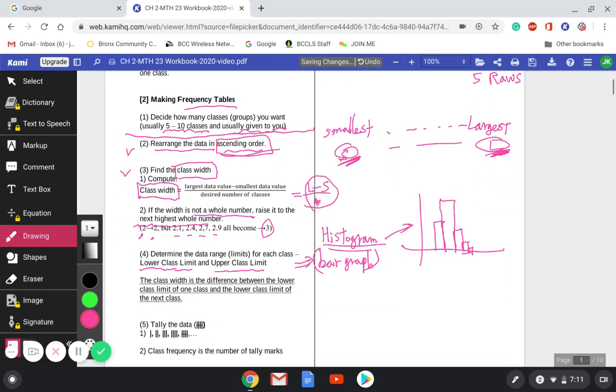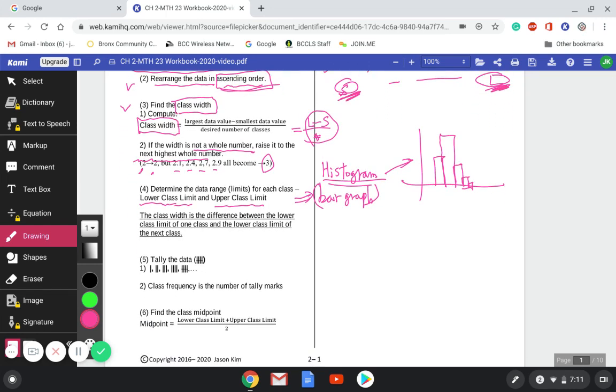The class width is the difference between the lower class limit of one class and the lower class limit of the next class, which means it's the difference between the first numbers of each class. The first number is the lower limit and the second number is the upper class limit.